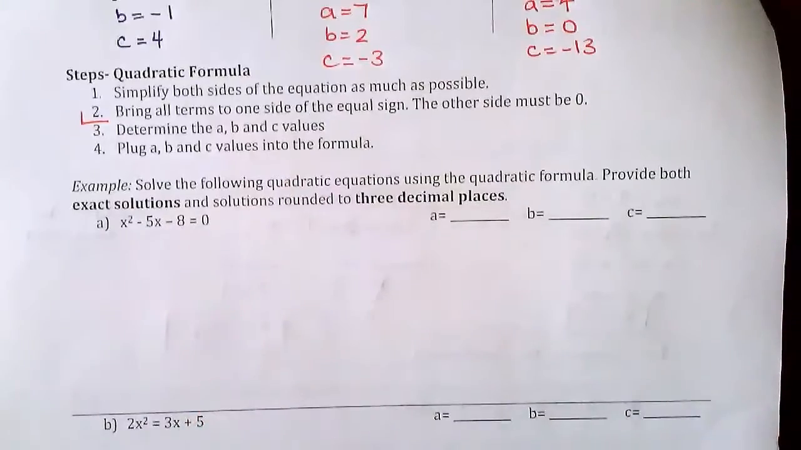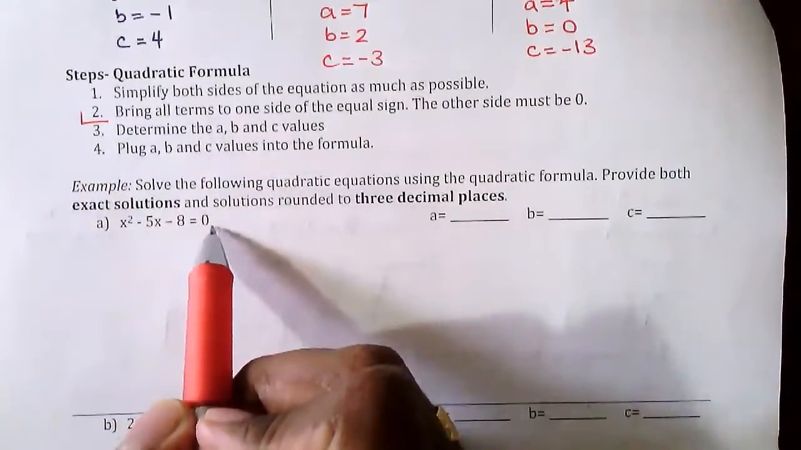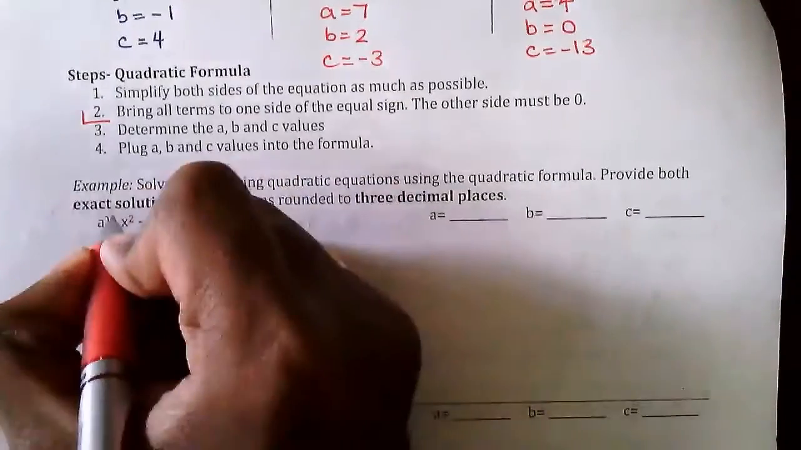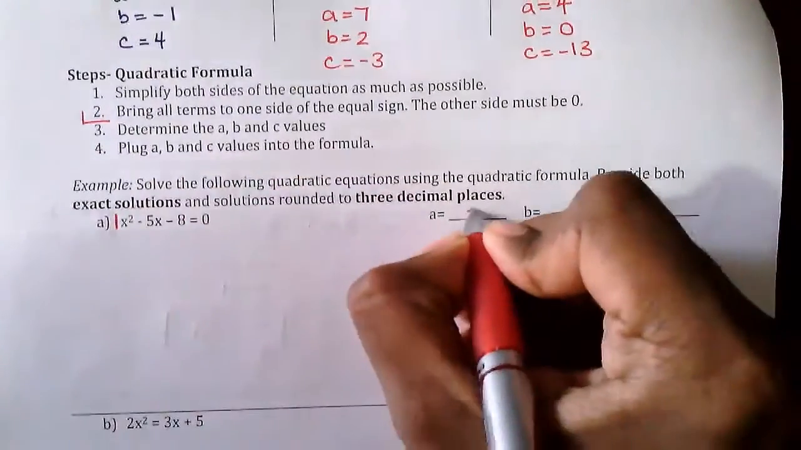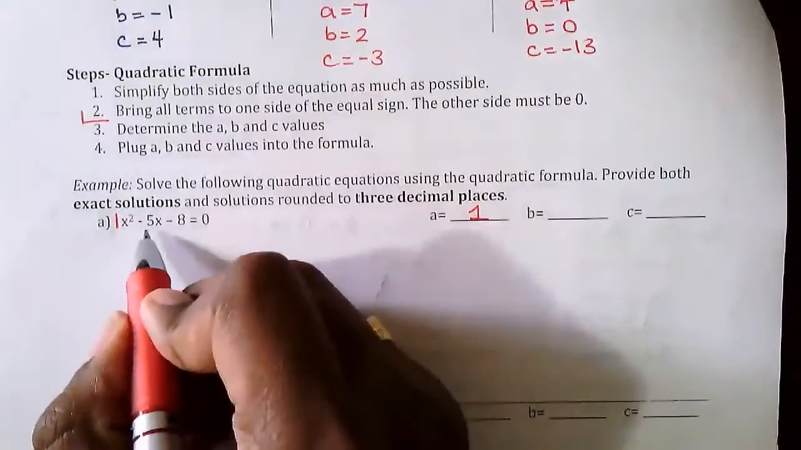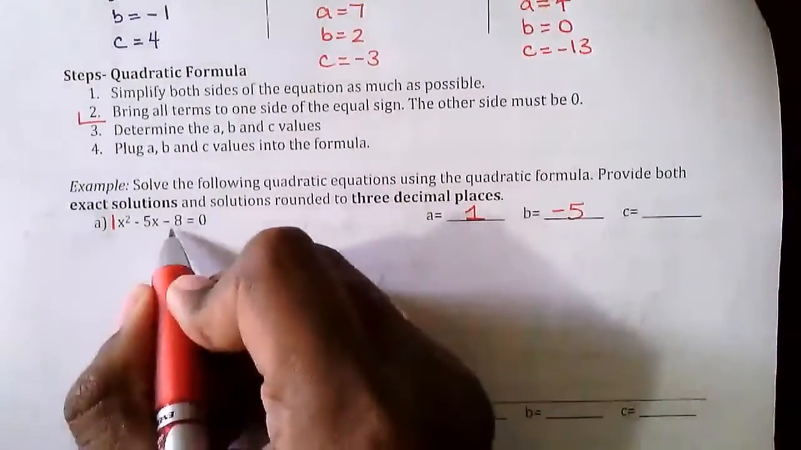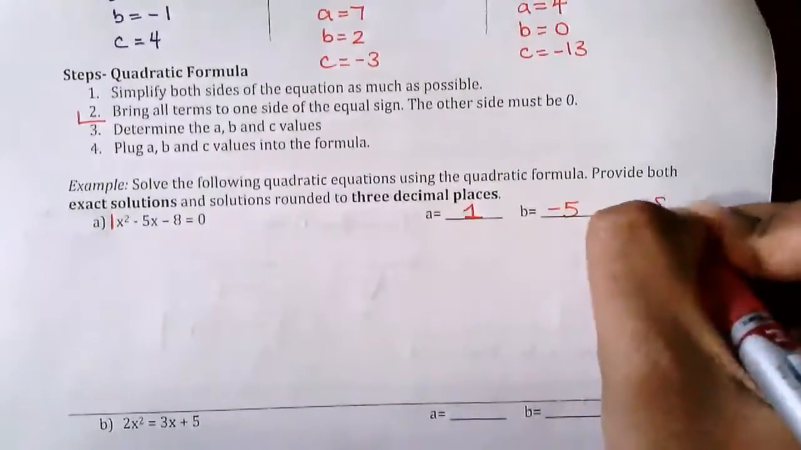That's been done for me. Great. The other side is a 0. Determine the A, the B, and the C values. Here, the A value, the number in front of the x squared, is 1. B, the number attached to the x, is -5. And my C value is -8.